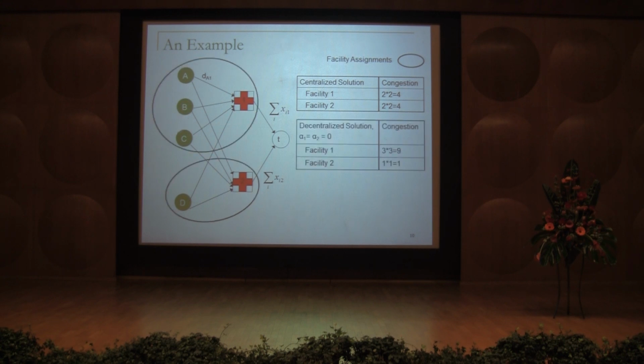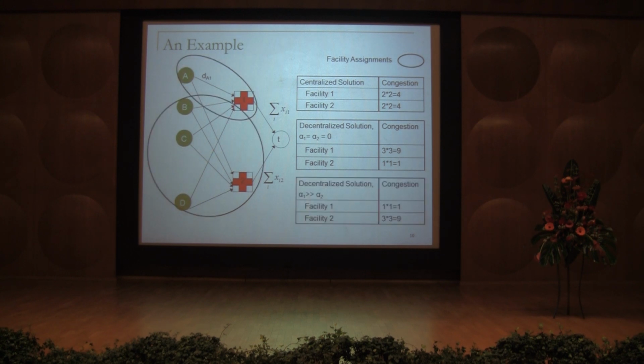But if individuals are choosing only based on distance or travel time, and that weight assigned to congestion is 0, then suppose that the first 3 individuals are slightly closer to facility 1, the resulting congestion at that facility is much higher than in the hypothetical centralized system, and facility 2 is only visited by 1 individual. On the other hand, perhaps there is something attractive about facility 2 that makes people willing to drive a little bit farther or travel a little bit farther to that facility, then we can see the opposite picture.